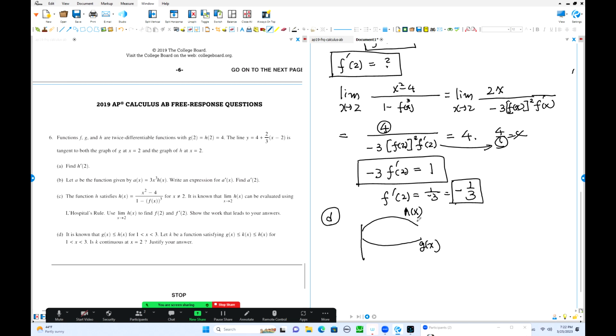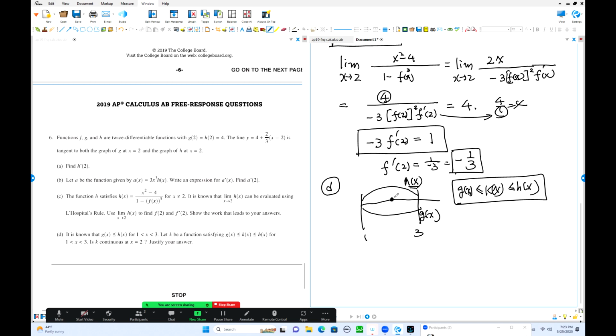Between 1 and 3 over here, there's another function k. K is in the middle over here, okay? K is lower than this one and higher than the other one. It's okay? So we set up k of x greater than or equal to G of x, but less than or equal to H of x. But the question over here is, k is continuous at x equals 2. We said K of x is continuous at x equals 2. That's the question.